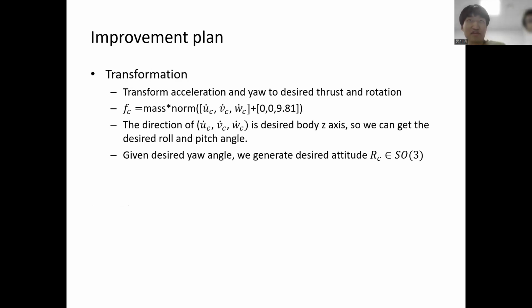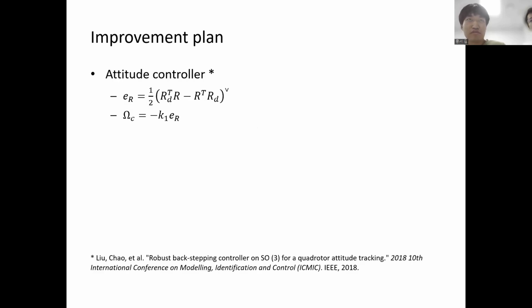Transformation of acceleration and yaw: the transformation block transforms the acceleration and yaw to the desired thrust and rotation. F_c is mass times the norm of the acceleration plus gravitational acceleration. The direction of the acceleration is the desired body z-axis, so we can get the desired roll and pitch angle. With the desired yaw angle, we can generate the desired attitude R_c, which is a rotation matrix.